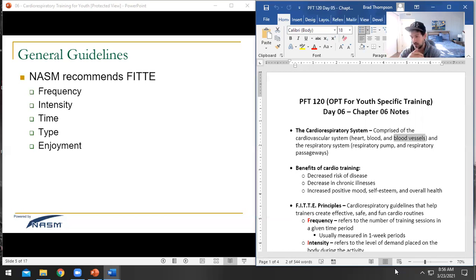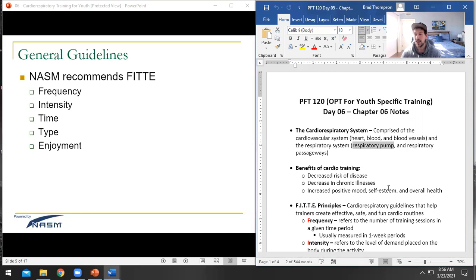Meanwhile, your respiratory system, which is the pump and the passageways, right? The pump is going to get stronger because you are going to develop a stronger core. You're going to develop a better diaphragm. It's able to draw oxygen in more frequently, right? You'll get fewer of those side stitches that you might remember getting when you were younger.